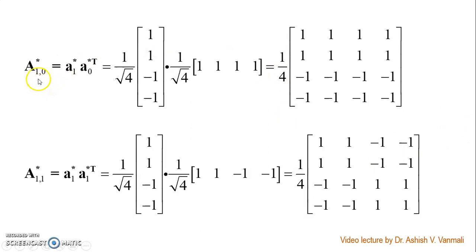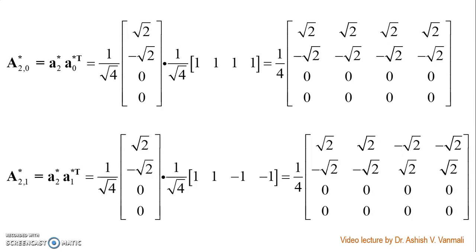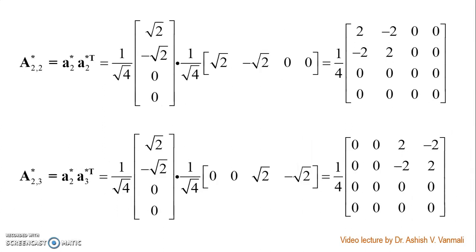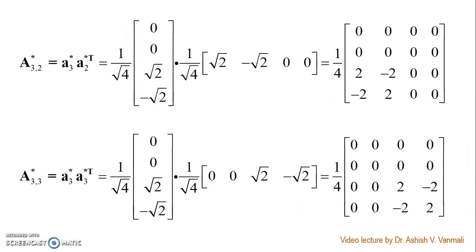Similarly, you can find A10 conjugate, A11 conjugate, A12 conjugate, A13 conjugate, then A20 conjugate, A21 conjugate, A22 conjugate, A23 conjugate, A30 conjugate, A31 conjugate, A32 conjugate. And finally, the 16th one will be A33 conjugate. So these will be the 16 different patterns that you will have.